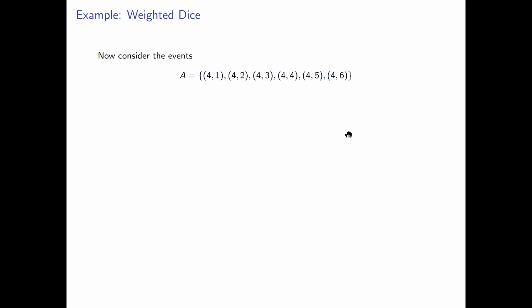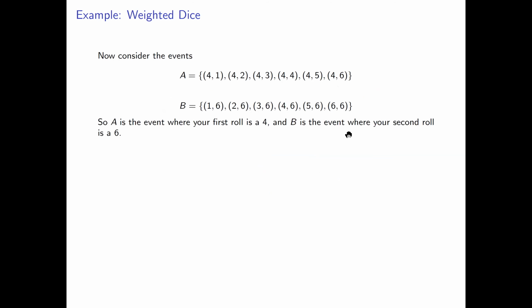Okay, and so now let's look at some more examples related to this setup. So let's consider two events A and B. The event A contains all possible ordered pairs where 4 is in the first entry, and the event B contains all ordered pairs where 6 is in the second entry. And so less formally, A is just the event where your first roll is a 4, and B is the event where your second roll is a 6.